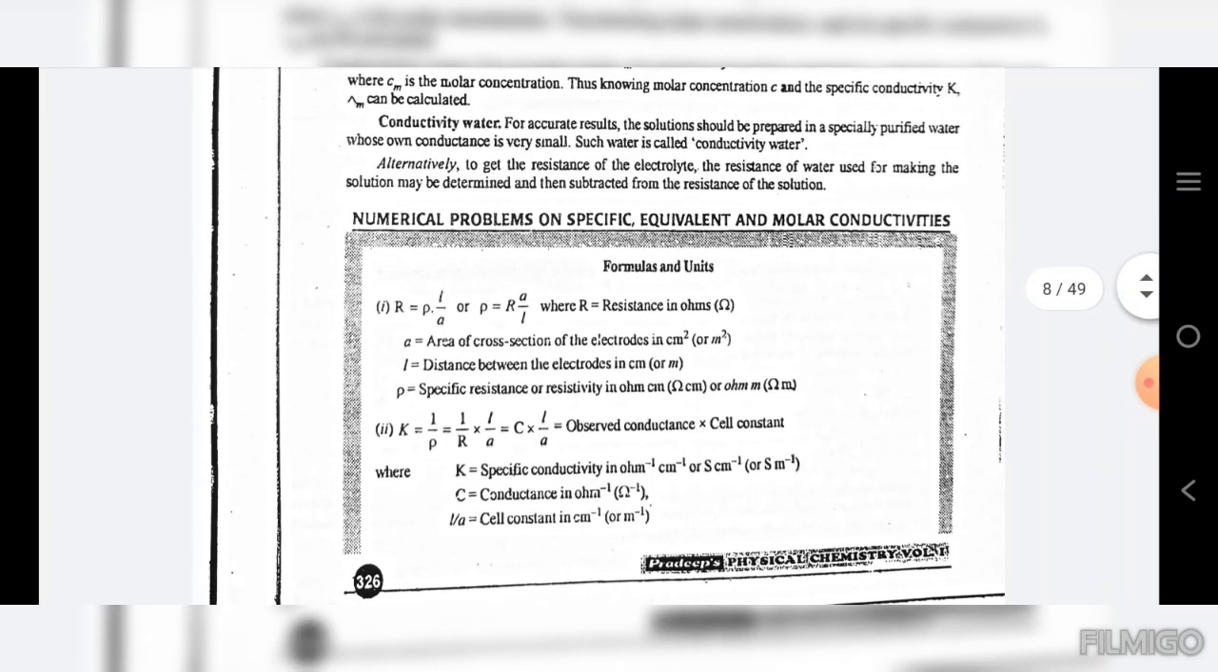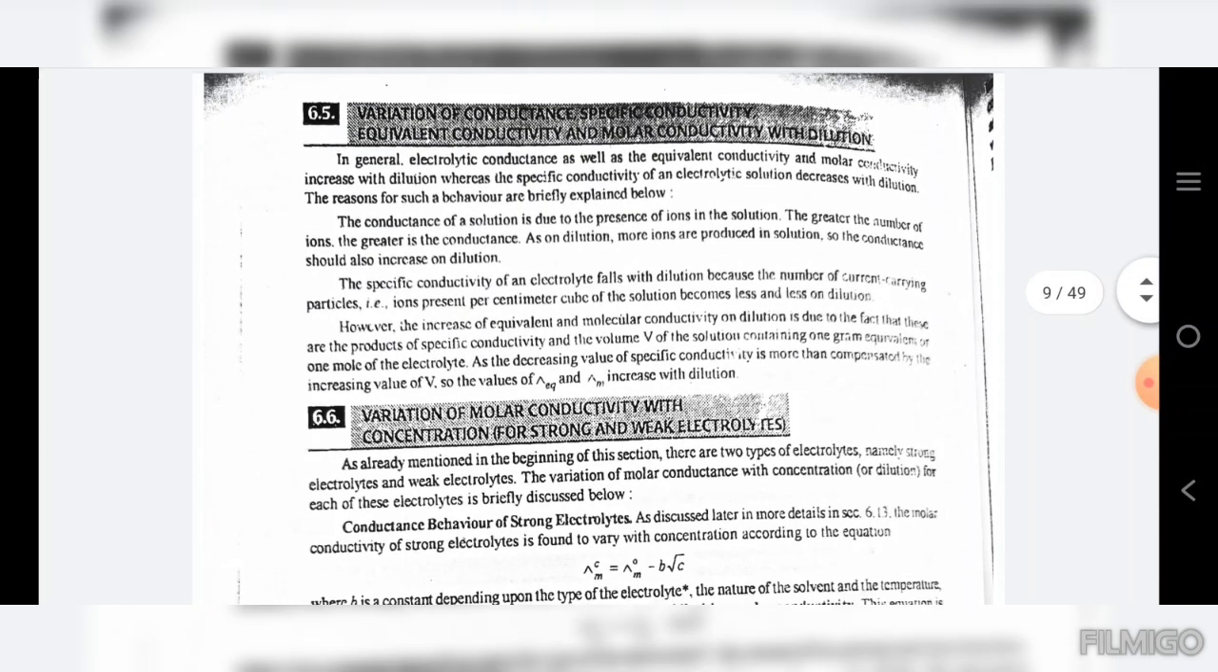Here are some numerical problems on specific, equivalent and molar conductivities, and some formulas and units. You can see this.